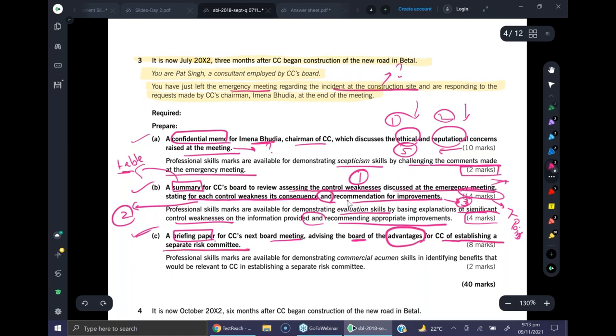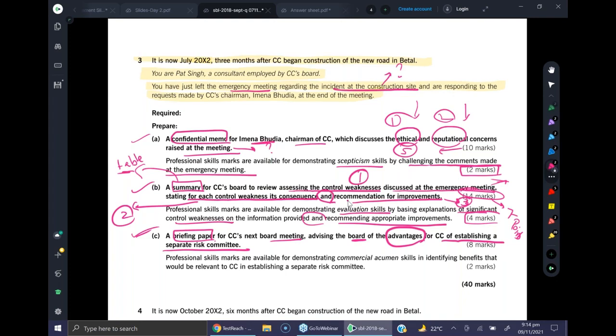Advise the board of CC the advantages of CC establishing a separate risk committee. So what is this requirement asking you? Discuss the advantages of a risk committee for CC, which means that they don't have a risk committee right now. So what will be the advantages? You will have to write very convincing arguments for the board to agree.